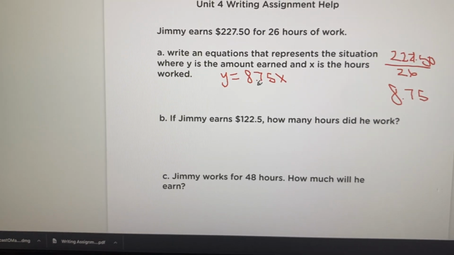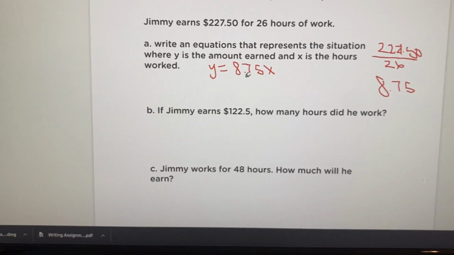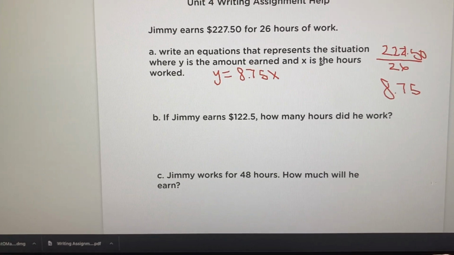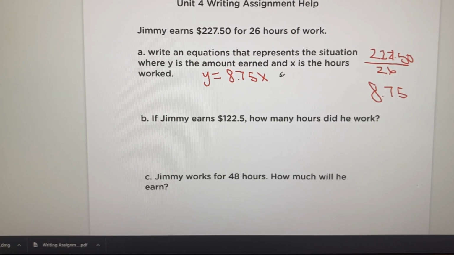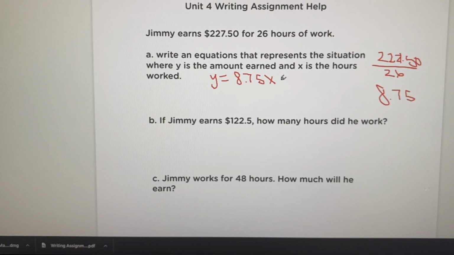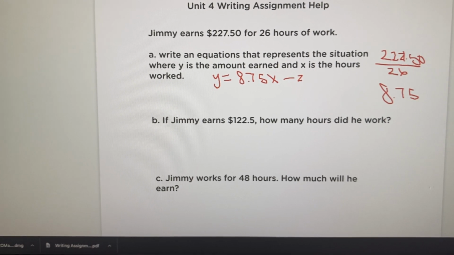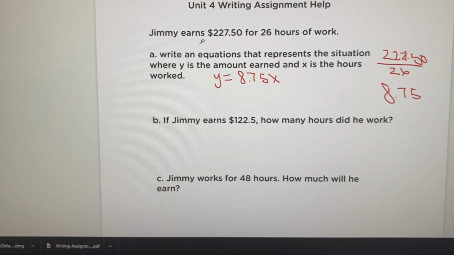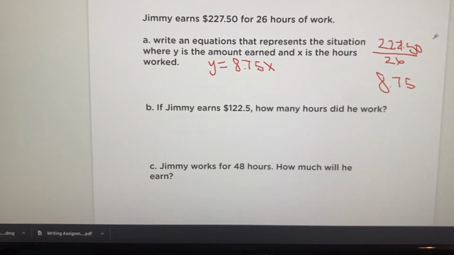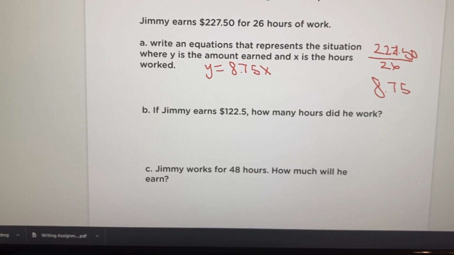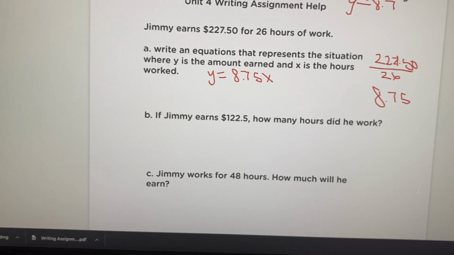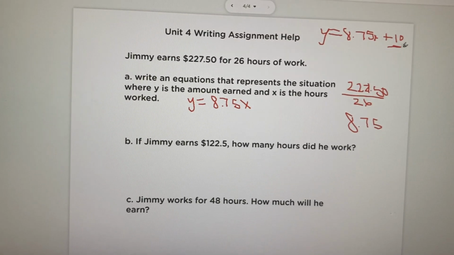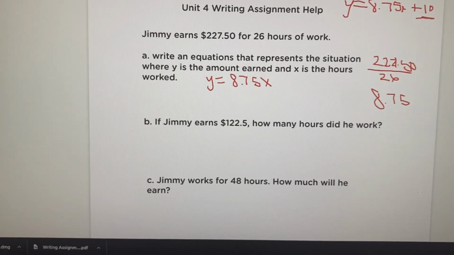And this is a direct variation, so this is going to help you on the 4th page of your Unit 4 writing assignment. Why is this a direct variation? Well, because it's going to go through the origin. If it doesn't have a y-intercept written out like -2 or +2, if it's just y equals some constant, your slope, times x, and that's it, that means it is a direct variation. If you were to have y equals 8.75x, and maybe he got a signing bonus of $10, because I have this +10, it would no longer be a direct variation.